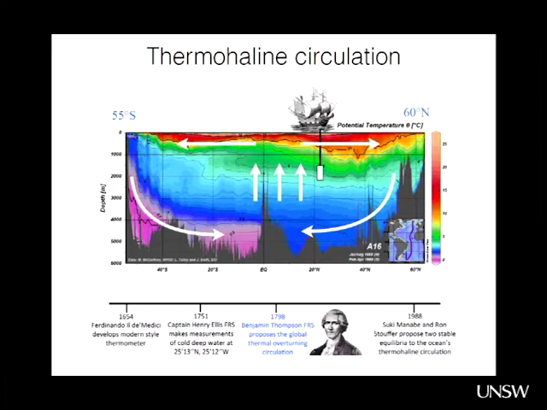So the original suggestion from Benjamin Thompson was that the water is warmed at the equator, it moves northwards, and then it gets cold and sinks in both hemispheres, because we have cold north and south. And then somehow, slowly in the middle, it upwells. So you have this deep overturning circulation, which is driven by temperature and by salt as well. That's why we call it thermohaline. So this is just the temperature picture.